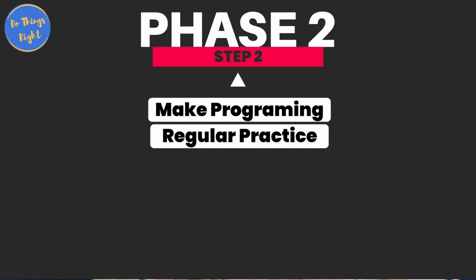The second step of phase 2 is to make programming a regular practice now. It can be daily one or weekly three. It's up to you. The key is that you have to be consistent, and week by week you have to increase the complexity.